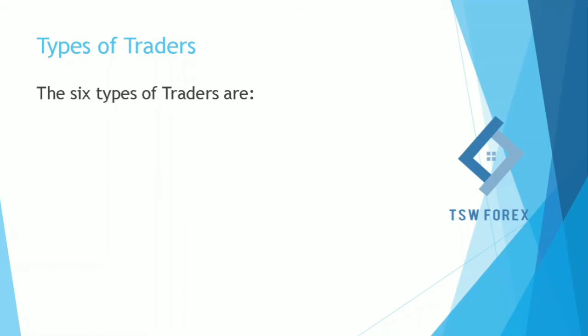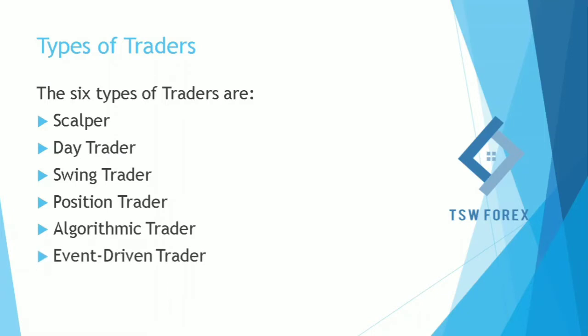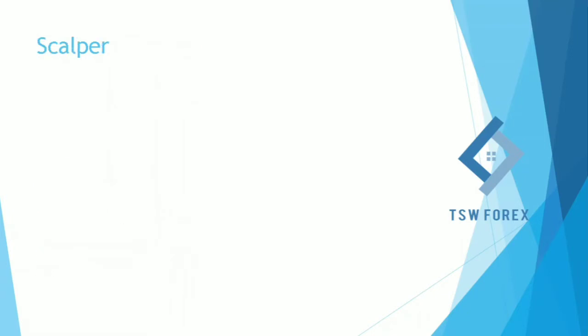So the types of traders. The 6 types of traders: scalper, day trader, swing trader, position trader, algorithmic trader, and event-driven trader. So let's discuss the scalper.